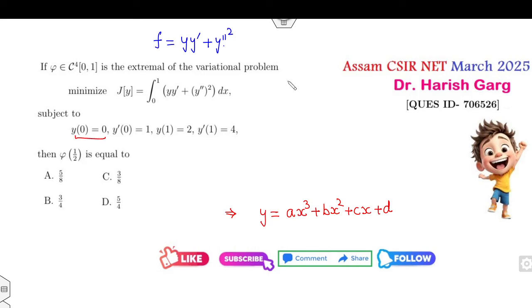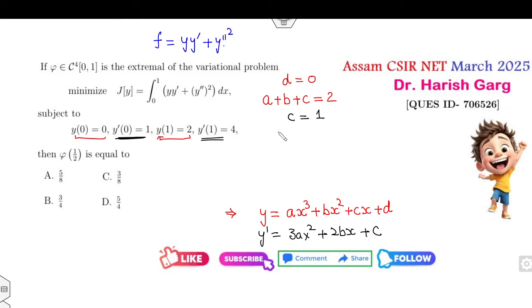Y of 0 is 0, that means d is equal to 0. Y of 1 is equal to 2, that means a plus b plus c is equal to 2. Y dash is 3ax square plus 2bx plus c. Y dash of 0 is equal to 1, that means 3a into 0 is 0, so c is equal to 1. Y dash of 1 is equal to 4, so 3a plus 2b plus c is equal to 4, that will be my third equation.